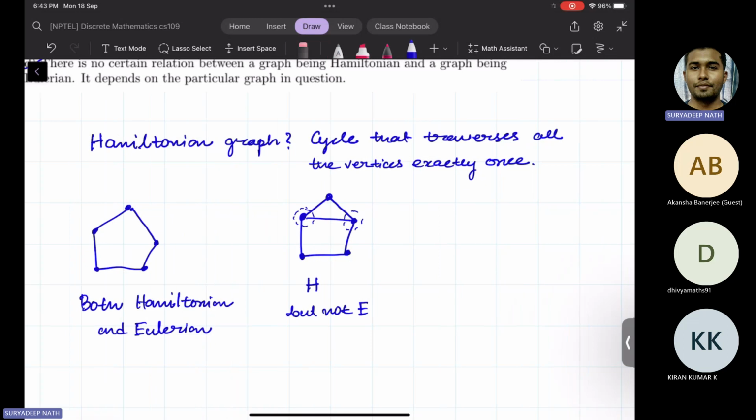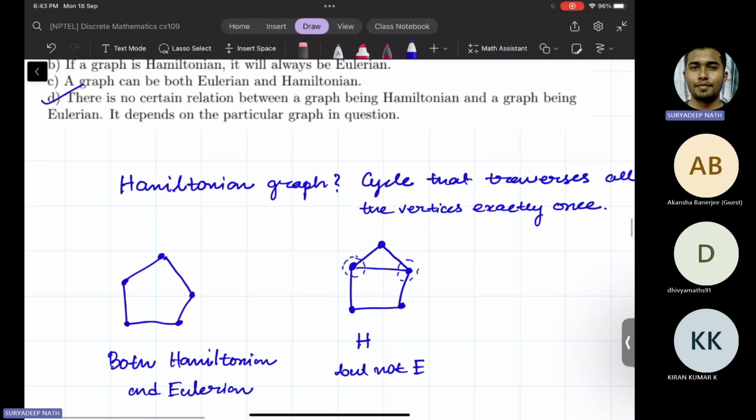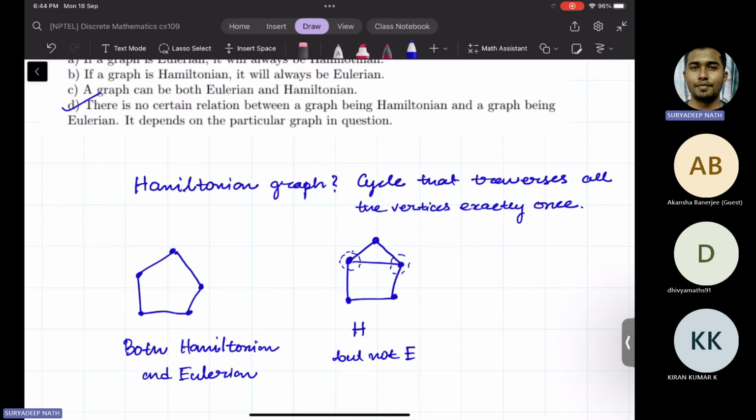And similarly, you can have Eulerian graphs as well, which are not Hamiltonian. So it depends on the particular graph in question. We cannot just tell whether a graph is Hamiltonian or Eulerian. There is no definite rule. We have to check for the given graph.